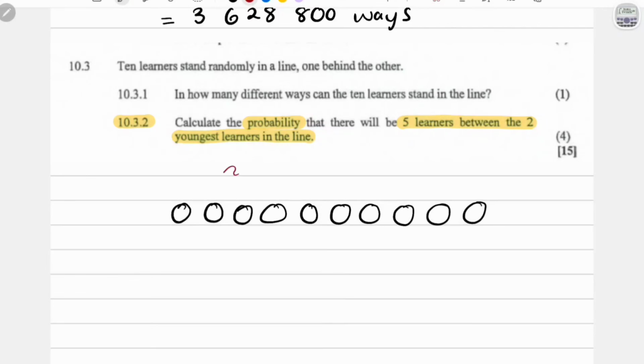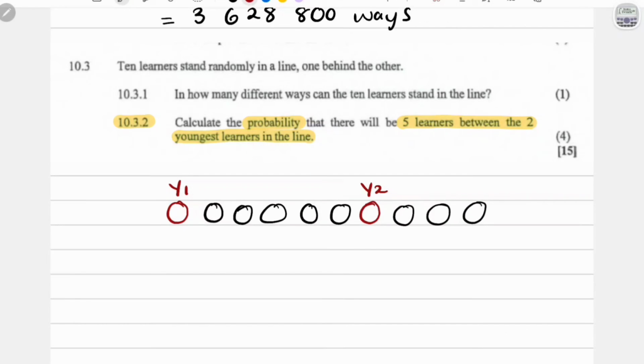If the 2 youngest learners, let's just say a first scenario can be like this. So let's say this is one of the youngest learner and then there's supposed to be 5 learners in between them. So 1, 2, 3, 4, 5. Then this would be the second youngest again. Okay. So if we're thinking about this, let's also just give them names. I thought about giving them actual names, but I feel like that's going to get confusing. So I'm going to just call them youngest learner 1 and youngest learner 2, right?